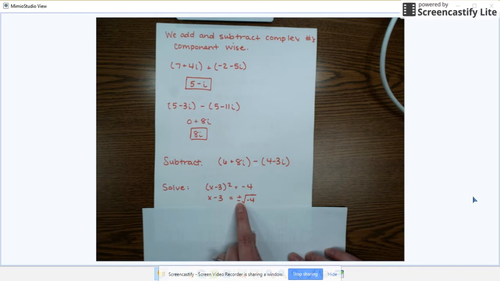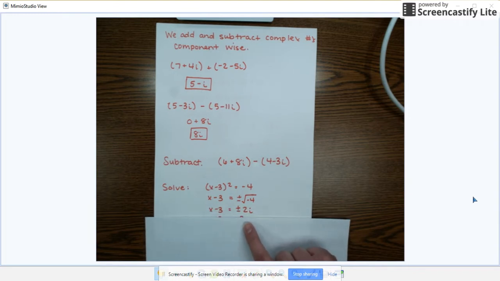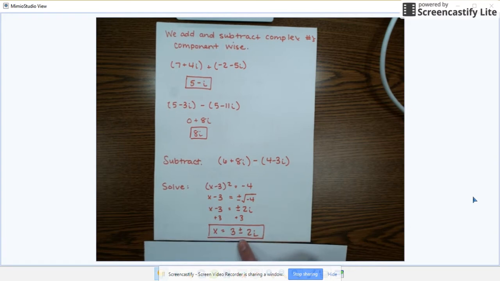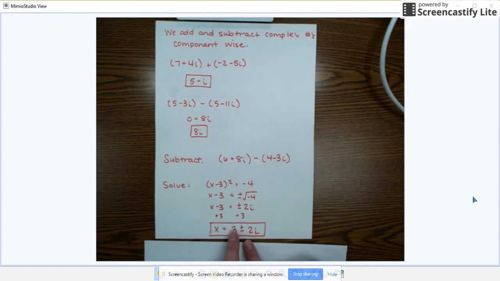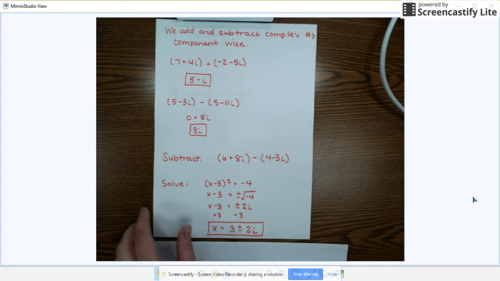It's really important we remember that plus or minus sign anytime we're taking the square root of a number. So square root of negative 4 is going to be a 2i. So now we have x minus 3 equals plus or minus 2i. Last step would just be to add that 3 over. Our final answer then is 3 plus or minus 2i. Technically, that's two solutions. You have 3 plus 2i and you have 3 minus 2i. Okay, complex number. You have your real number part, imaginary part.